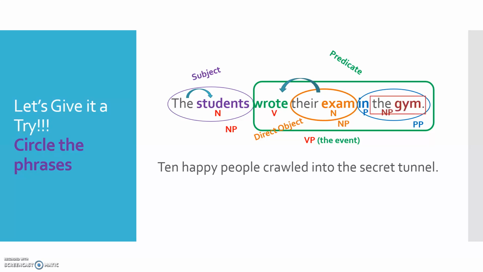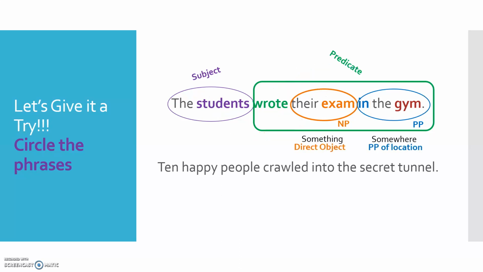And within that preposition phrase, we have a smaller noun phrase. So gym is the head, but it's the head of its own noun phrase. It's not the head of "in the gym," it's only the head of "the gym." So basically what we have here is "they wrote their exam in the gym." "Their exam" gives the idea of what was written, and "in the gym" gives a sense of location. So they're all completing our understanding of the head.